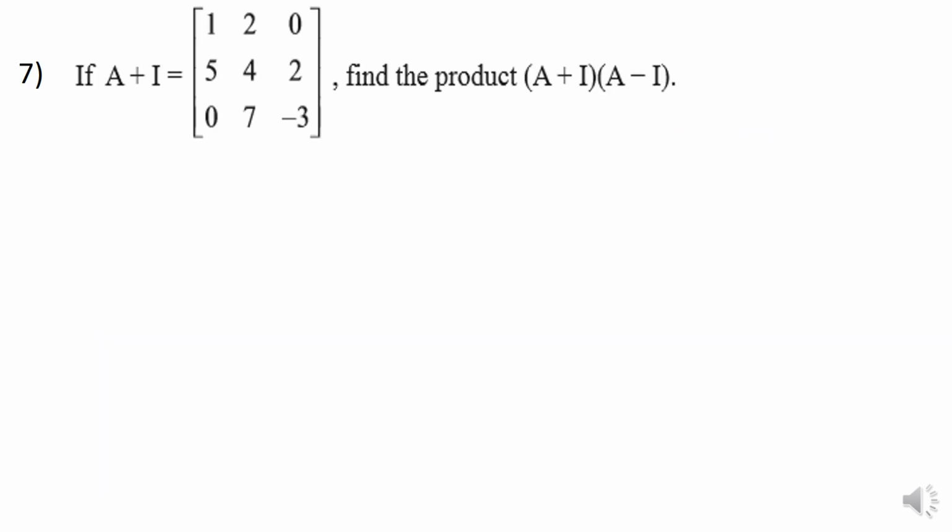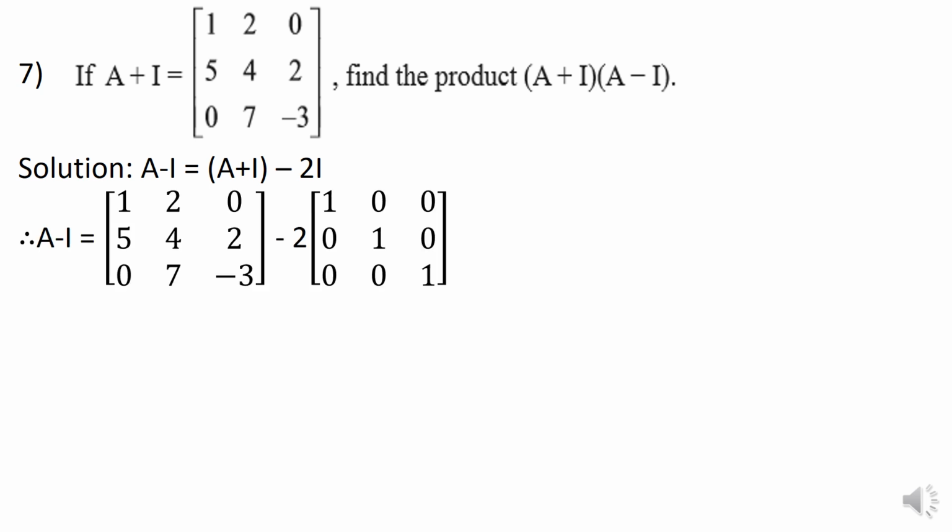In the next sum, we have been given A plus I. We have to find the product A plus I into A minus I. Now what is I? I is a unit matrix of order 3. Let us find out A minus I first, because A plus I is given to us. A minus I is equal to A plus I minus 2I. Just do the calculation in your mind and see.